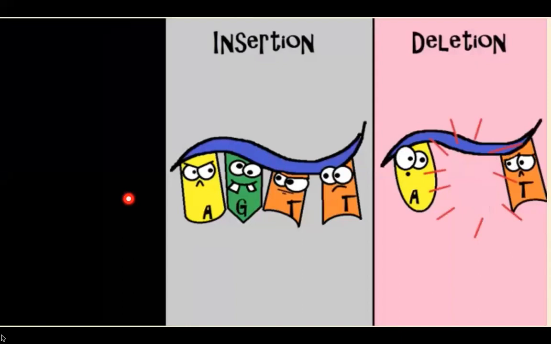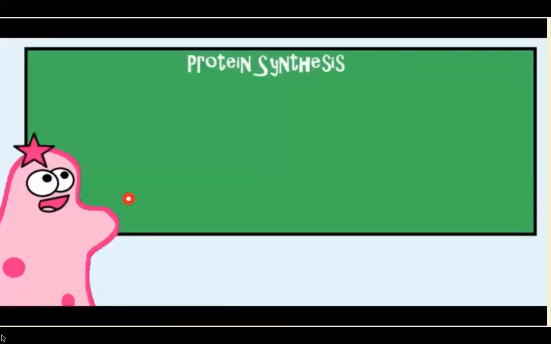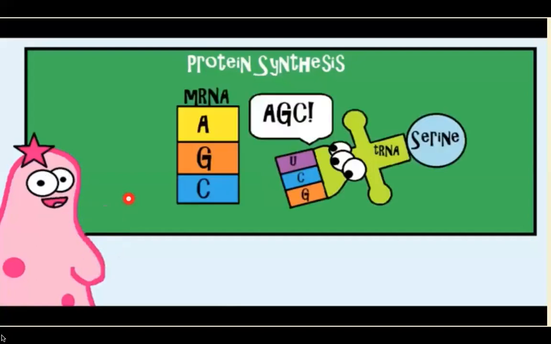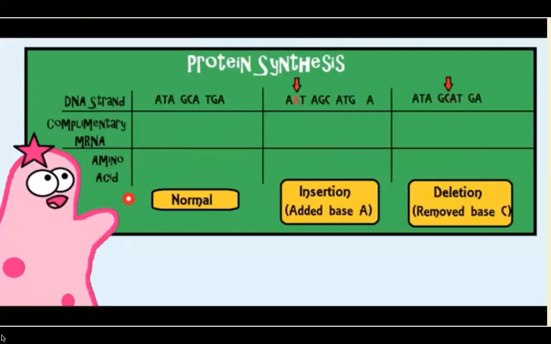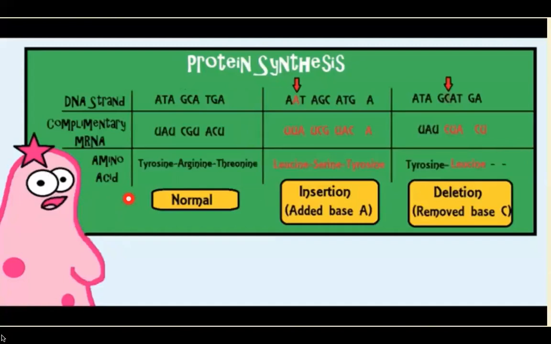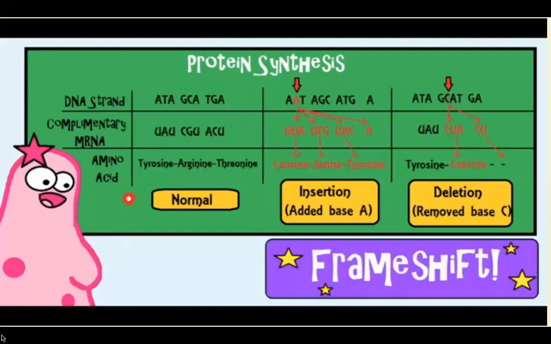Insertions and deletions have the potential to be especially dangerous because remember, in protein synthesis, we talked about how bases are read in threes. Well, if you add a base or remove a base, suddenly the number of bases total has changed, right? So if you read in threes, depending on where it happened, everything that's read afterwards has the potential to get really messed up. We call this a frameshift.